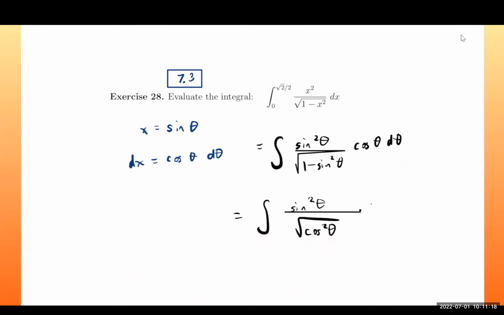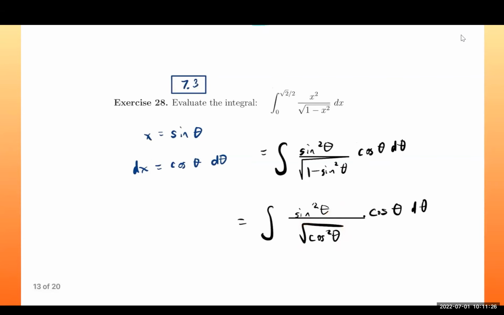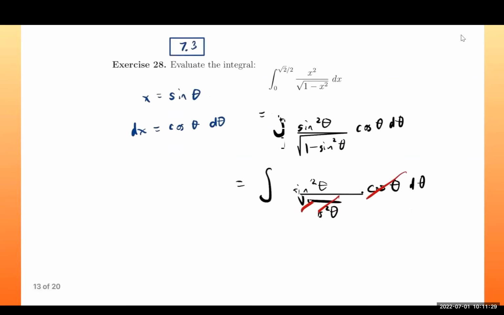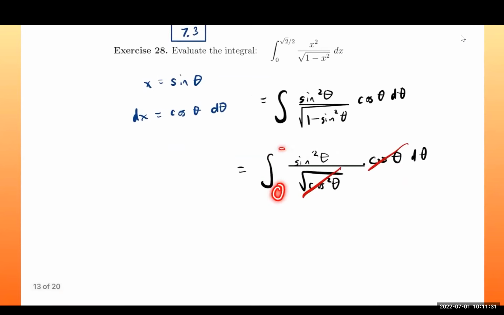cosine squared theta, cosine theta d theta, and this is going to be cosine theta, which we can then just cancel out with this. Our limits of integration are going to change because we're doing a substitution. So we have to plug in 0 for x and determine what theta is. That shouldn't be too hard. Hopefully that's 0 equals sine theta, which means theta will equal 0.